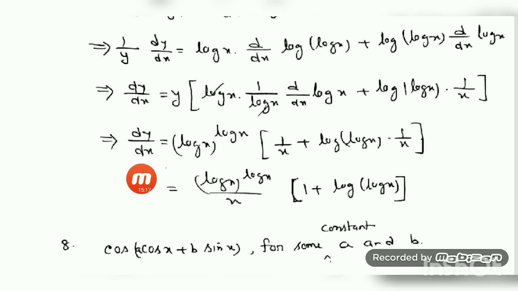So we got dy/dx equal to log x to the power log x. This cancels out. The derivative of log x is 1 by x, 1 by x into log of log x. Then here I have taken 1 by x common and written down this step. You can stop here also. Hope you understand the procedure.